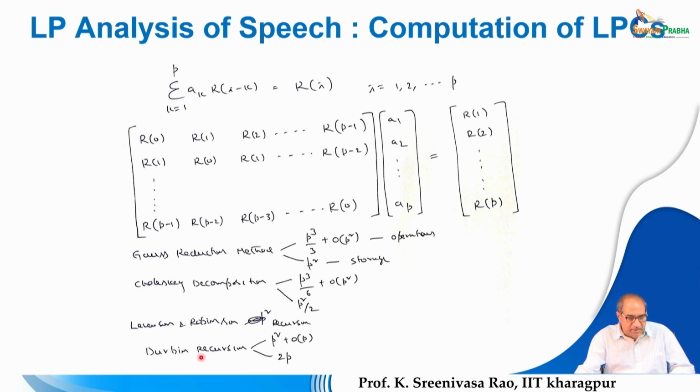Finally, by using Durbin's recursion, the number of computations required for computing the LP coefficients is p square plus order of p. It's almost like linear order. And for storage purposes, 2p locations are required for carrying out the analysis.